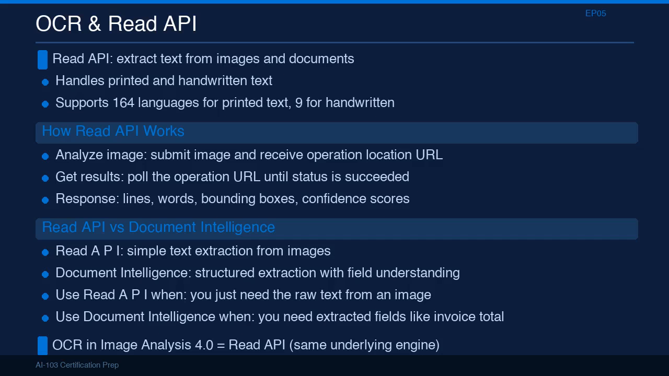This is important to understand. The Read API returns the raw text and its location in the image, but it does not understand what that text means in the context of a form or document. For that structured understanding, you need Document Intelligence.